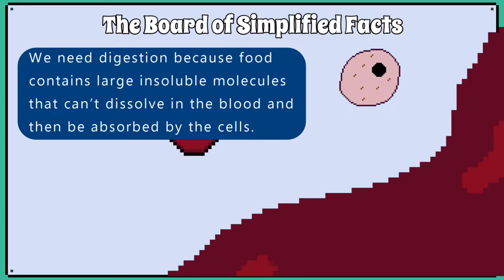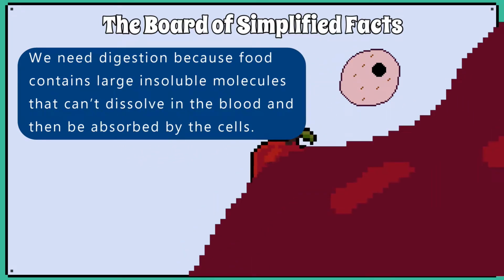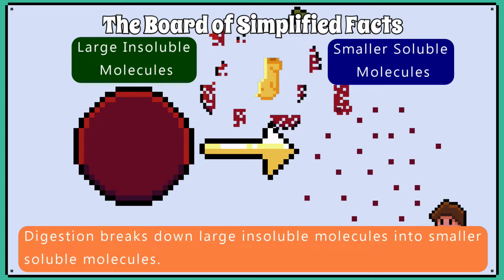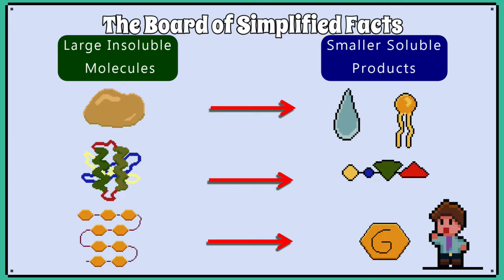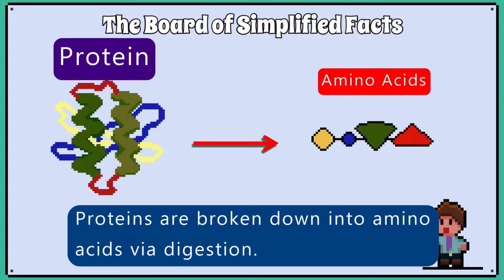We need digestion because food contains large insoluble molecules that can't dissolve in the blood or be absorbed by the cells. Digestion breaks down large insoluble molecules into smaller soluble molecules. You must learn the following large insoluble molecules and their soluble products. Fat is broken down into fatty acids and glycerol via digestion. Proteins are broken down into amino acids via digestion.